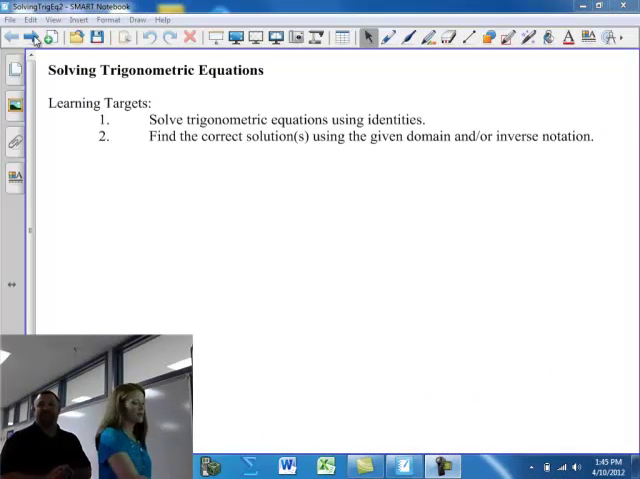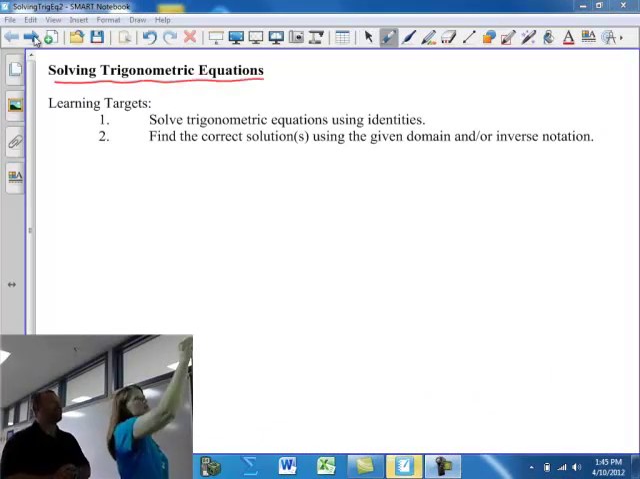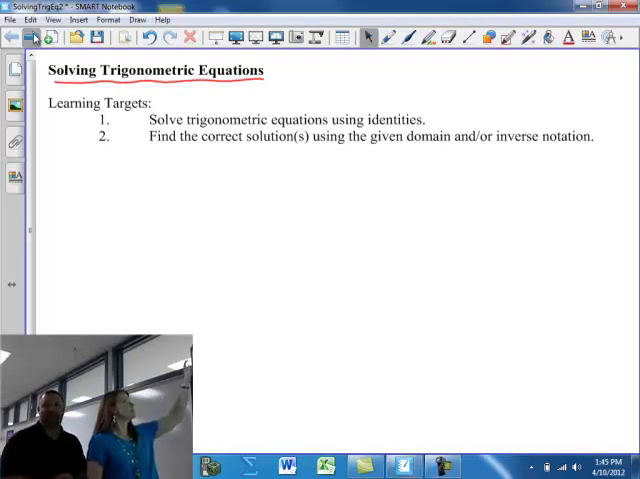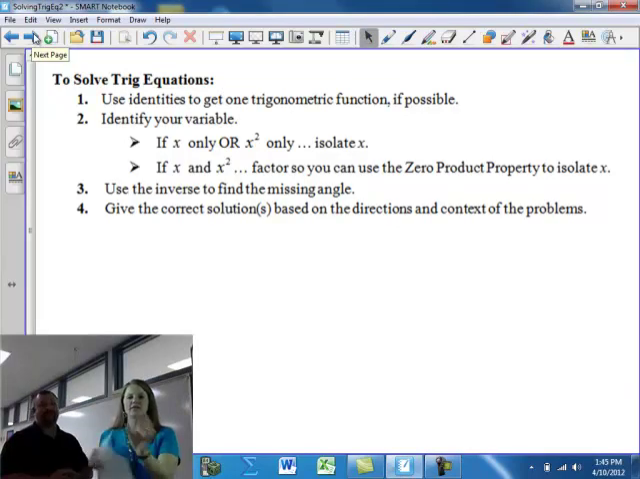Can you feel it? Okay, so today we're going to talk about solving trigonometry equations. This is actually in 5.1, 5.2, 5.3, and 5.4. But we smushed it all together because it makes more sense this way. Much more sense, at least to us.